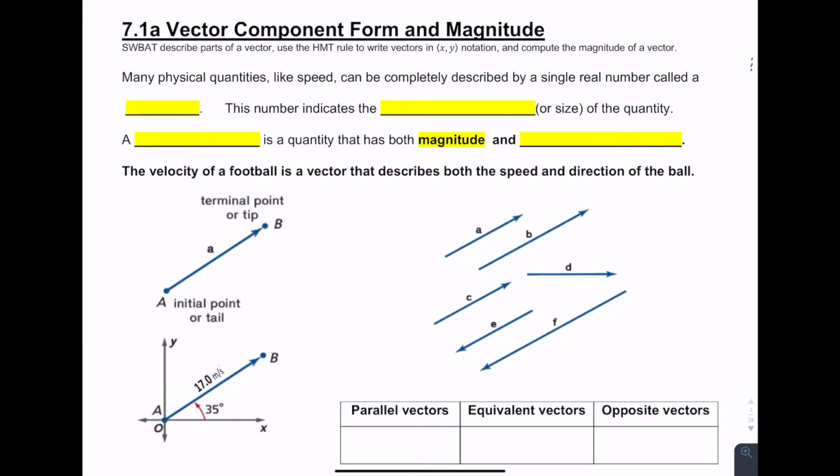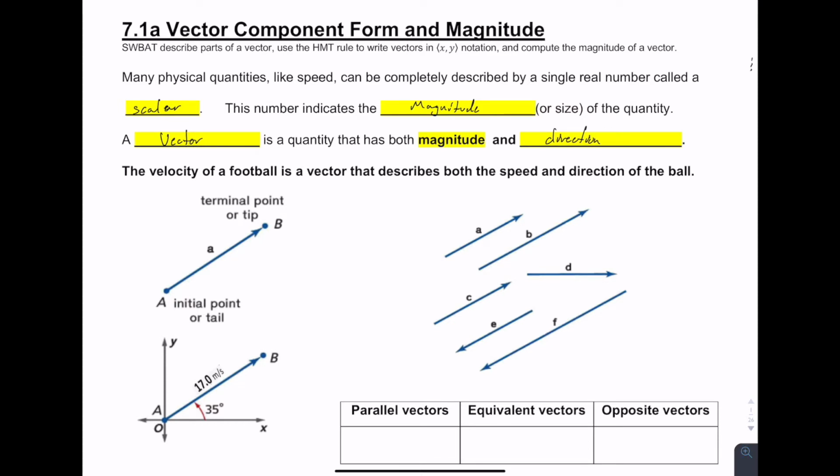All right, ladies and gentlemen, today we're going to be talking about vector component form and magnitude. There are many physical quantities, like speed, that can be completely described by a single real number called a scalar. This number indicates the magnitude or size of the quantity. In other words, how fast someone's going or how hard you're moving. A vector is a quantity that has both magnitude and direction.